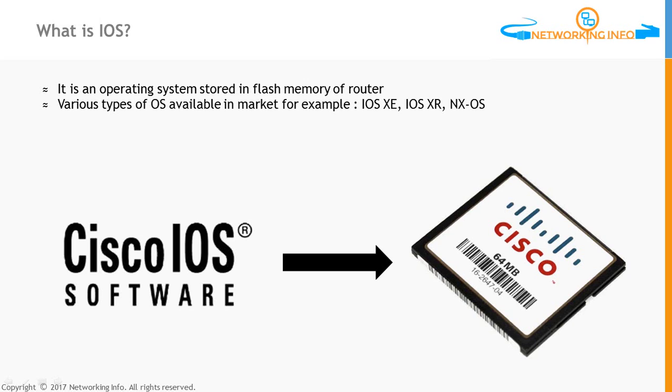There are various types of operating systems available in the market: IOS XE, IOS XR, Nexus operating systems. Mostly this operating system is stored in Flash. So here is the Flash. This may be integrated Flash in a device, or you can additionally install a flash drive.